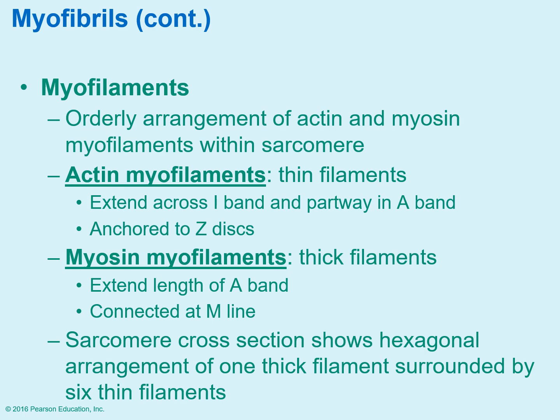The actin myofilaments, those are the thin ones that look like that thin blue on that picture. They will extend across the I band and partway into the A band. They're going to be anchored to a Z disc. The myosin are the thick filaments. They look like that thick red on the picture. They are extending through the A band.